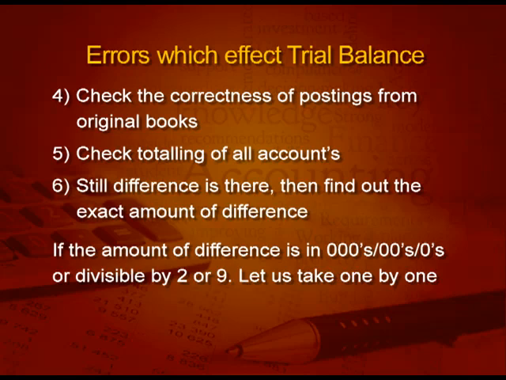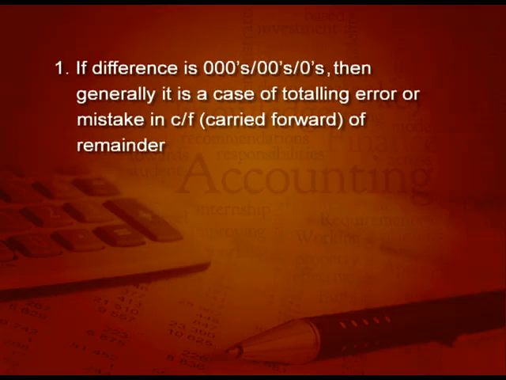Now I am coming to tell you a very interesting observation. If the amount of difference is in thousands, hundreds or tens, or divisible by 2 or 9, we take them one by one. First, if the difference is in thousands, hundreds or tens, then generally it is a case of a totaling error or a mistake in carry forward of the remainder.